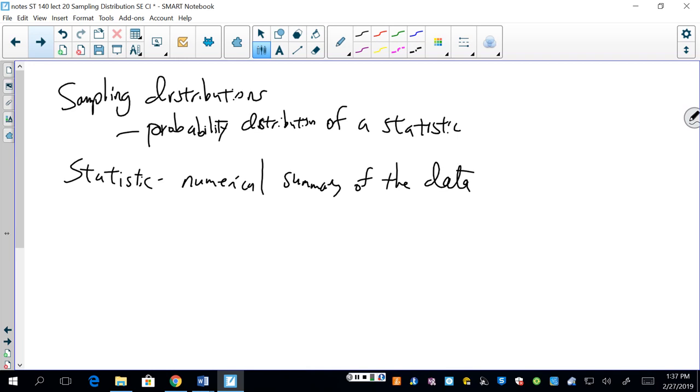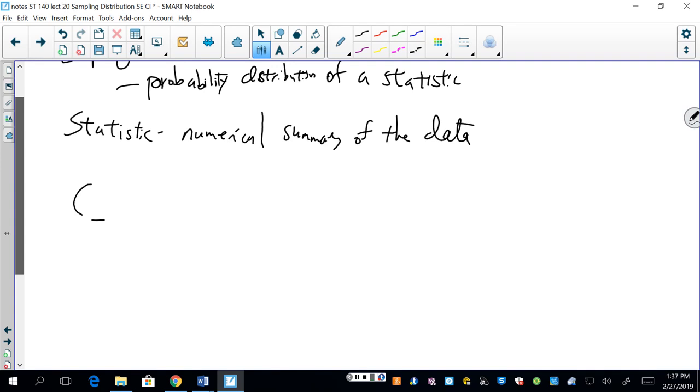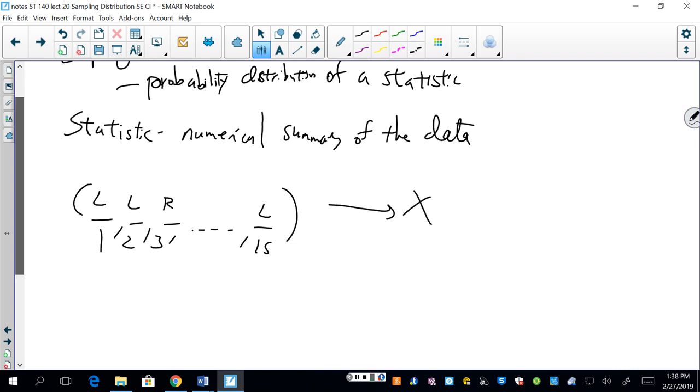So in this binomial case, we really have 15 different random variables that we record, left or right at each level. We really have 15 different things that we've recorded, and we translate that all into x equals the number of steps to the right. So x can have values 0, 1, 2, up to 15.